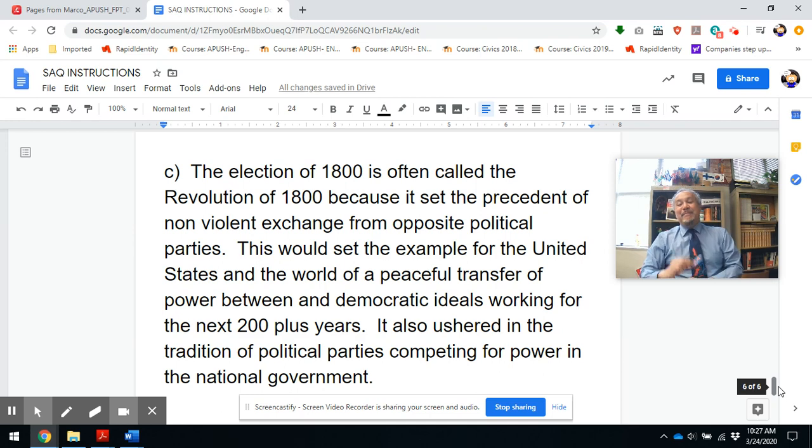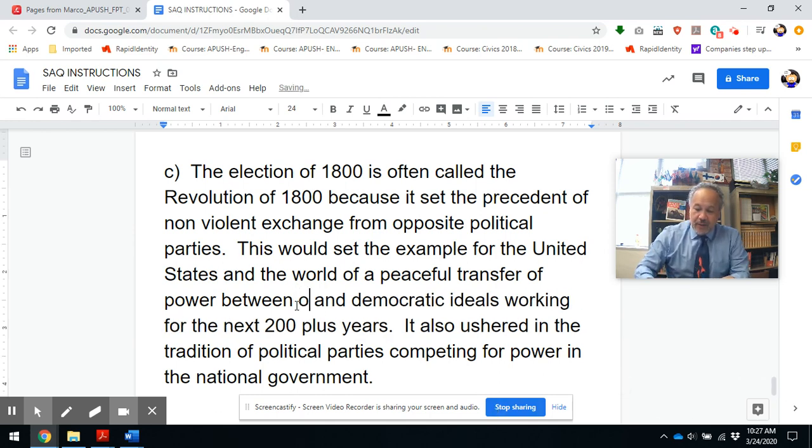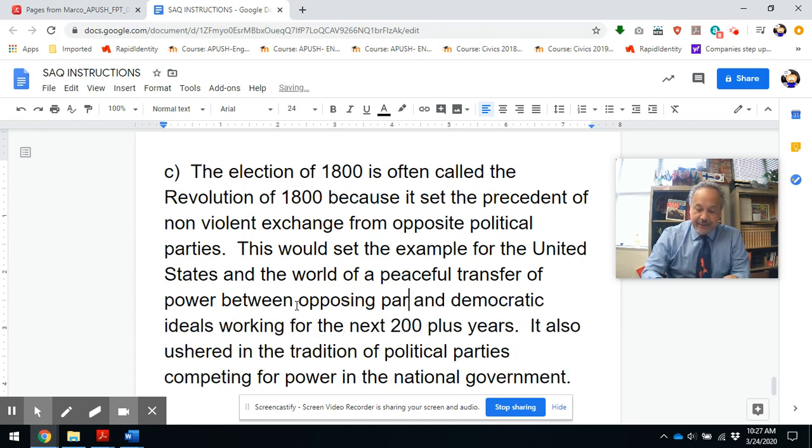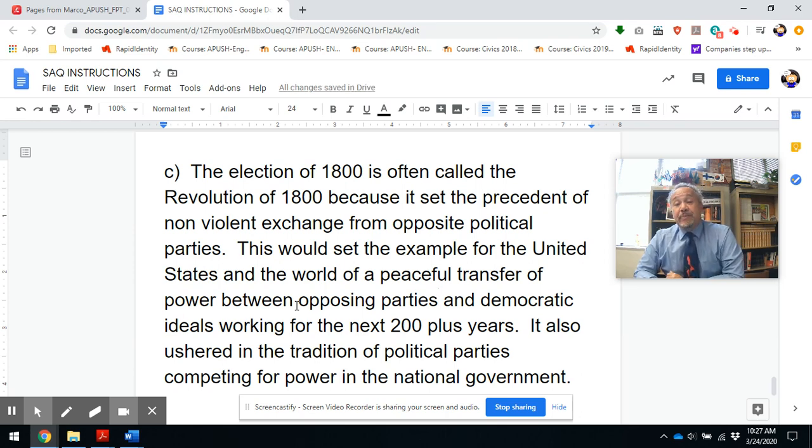We know this. And the big thing is this. Why is it called the Revolution of 1800? Peaceful transfer of power. Because it set the precedent of nonviolent exchange between opposite political parties. This would set the example in the United States and the world of a peaceful transfer of power between opposing parties, and democratic ideas working for the next 200 plus years.